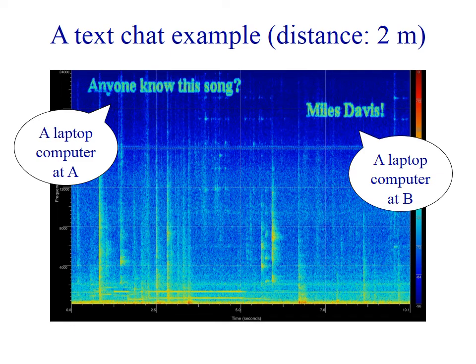This figure shows the spectrogram arts received at the terminal located at B, while the corresponding terminal was located at A. The distance between the terminals was about 2 meters. It was an example of text chat that the terminal located at A asked the name of BGM, and the terminal located at B answered it. The experimental result suggested that the proposed technique may potentially be applicable to such text chat conversations, if the distance between the terminals is about 2 meters or so.